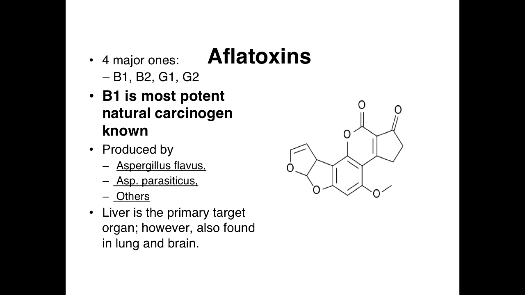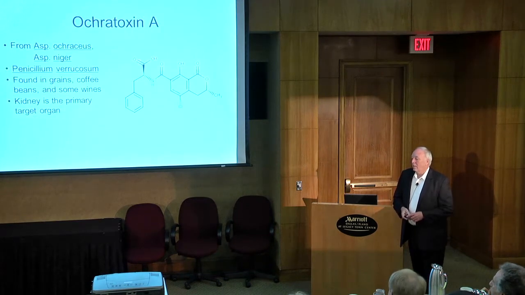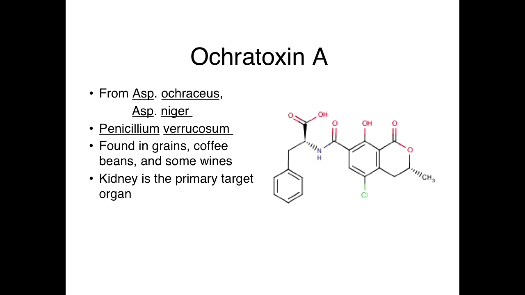However, we have found them in lung and in brain. And the literature backs that up. Ochratoxin A is another multi-ring structured mycotoxin. It's formed in the literature by Aspergillus ochraceus and niger, and Penicillium verrucosum.